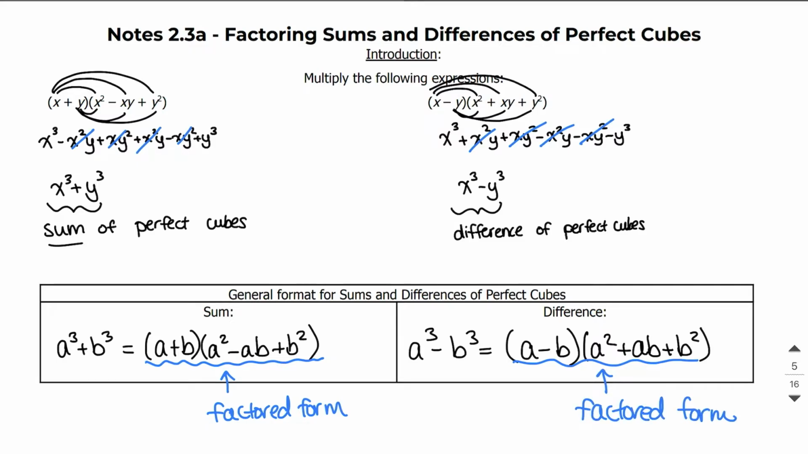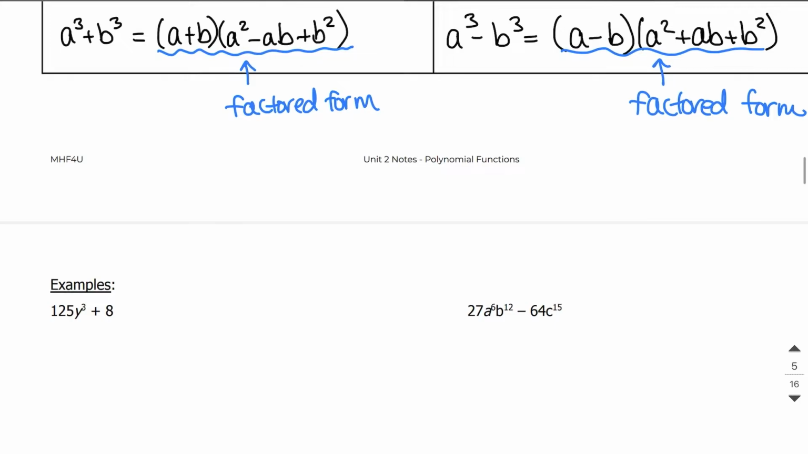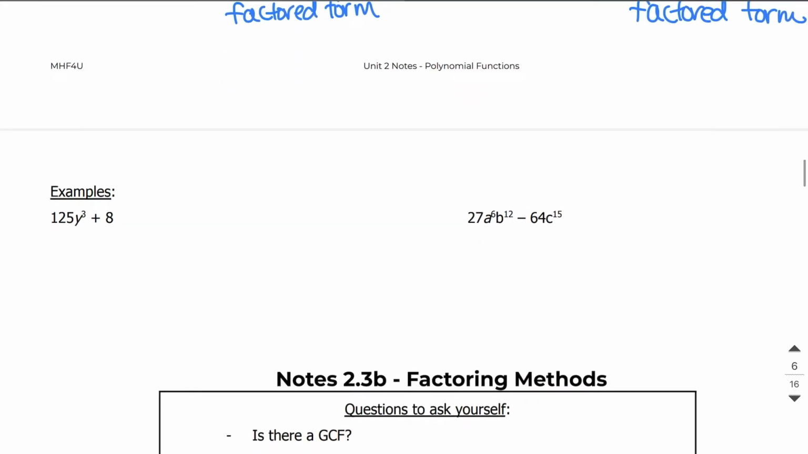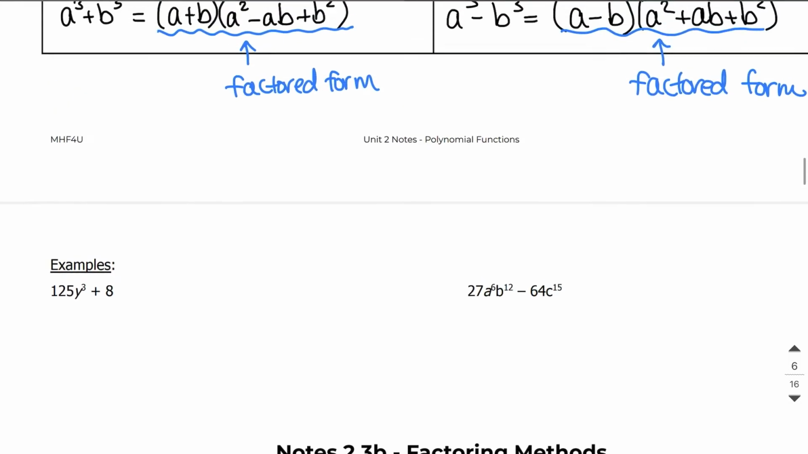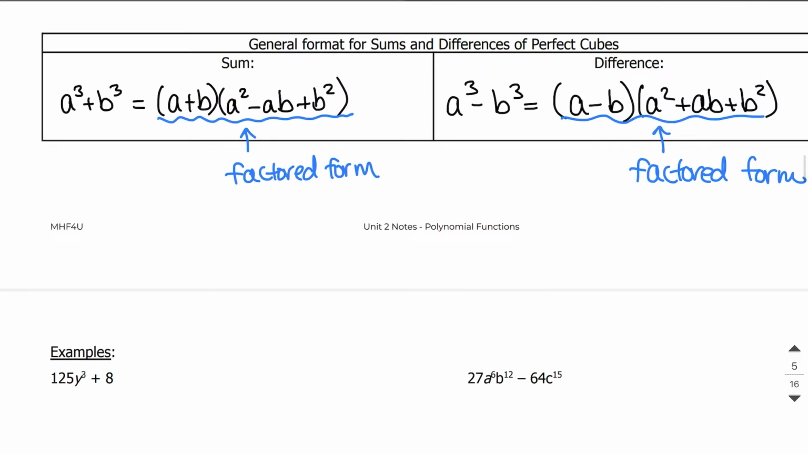So how do I apply this? Up here, we have 125y cubed plus 8. Since it's plus, we know it's a sum of perfect cubes. Just a reminder that when I want to factor this, it would become a plus b times a squared minus ab plus b squared. And that's what a cubed plus b cubed is.